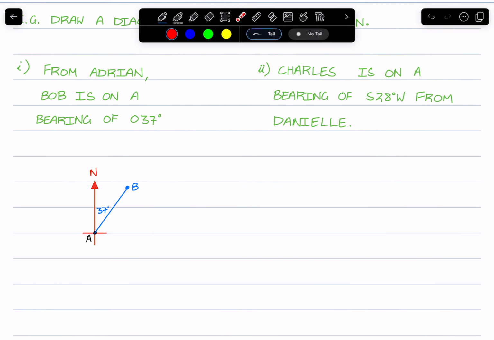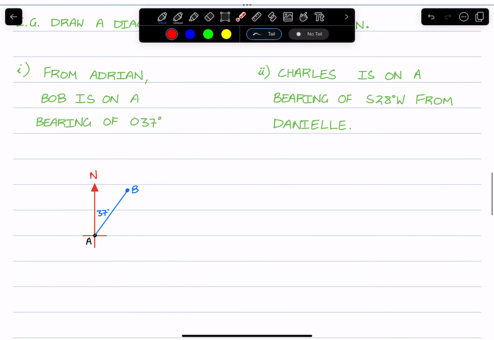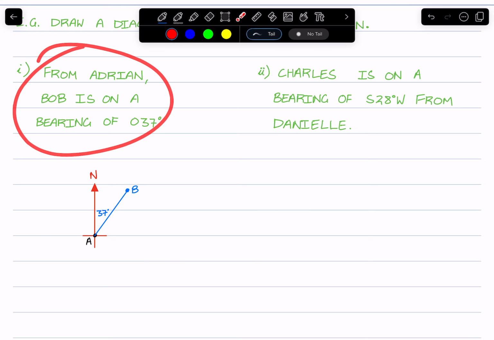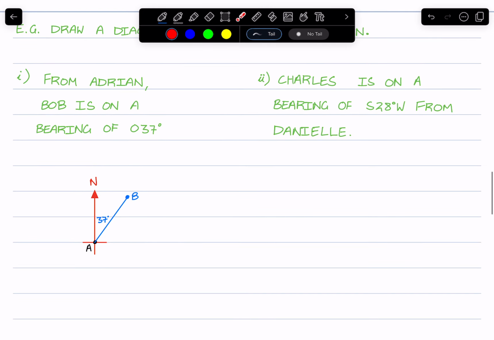So showing this again, from Adrian, we draw a compass and we put Adrian at the center, or A at the center. Bob is on a bearing of 37 degrees, so looking straight and rotating 37 degrees until Adrian has a direct line of sight of Bob. So that there is the diagram of this description. Alright, so you can pause and give the next one a go yourself, but here we go.